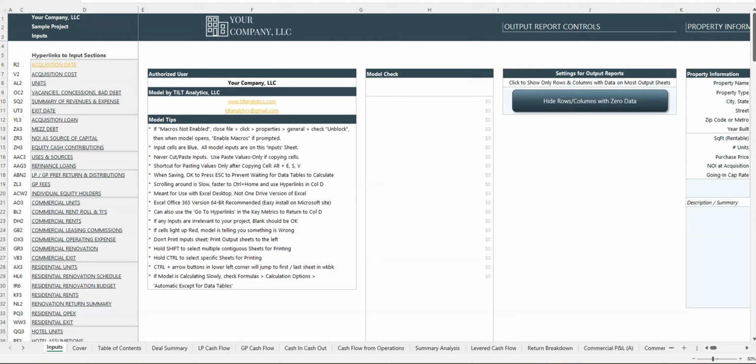The commercial acquisition model by Tilt Analytics is a real estate spreadsheet tool for real estate professionals acquiring existing commercial assets that are not ground up development. I think you'll see that the model has more and better output reporting than any other model out there, as well as more functionality. Let's first take a look at some of the output reports.